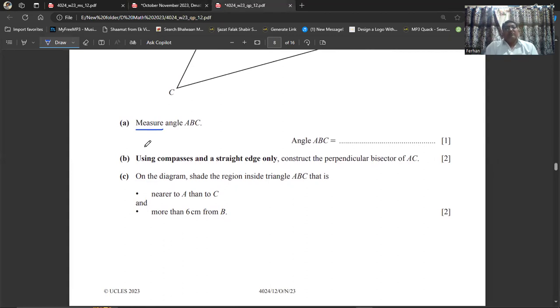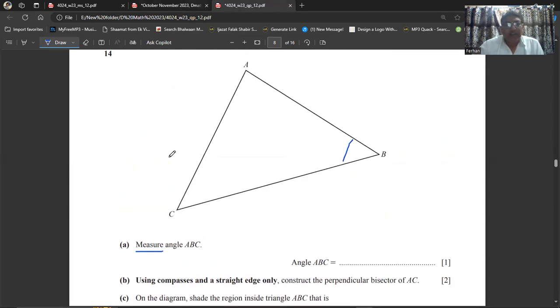Then the B part is: using compass and a straight edge only, construct the perpendicular bisector of AC. If you want to construct the perpendicular bisector of AC, you will take your compass and put it on A, and open it more than half of the AC line. Taking A as the center, you draw an arc on the left side of AC and an arc on the right side of AC. Then keep the compass opened to the same radius. Then take C as the center of the arc.